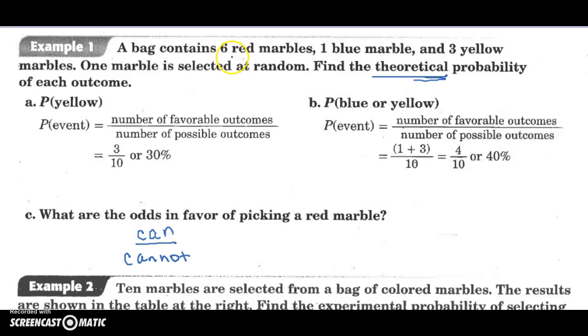Let's go back. 6 are red. How many marbles are not red? Out of 10, that leaves us with 4: 1 blue and 3 yellow. So 4 are not. So the odds in favor of pulling a red marble, let's simplify that fraction, is 3 to 2. You can write it as a fraction or you can write it as a ratio. The odds are 3 to 2.